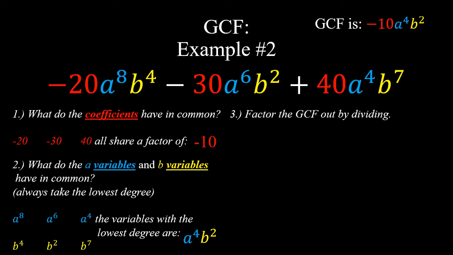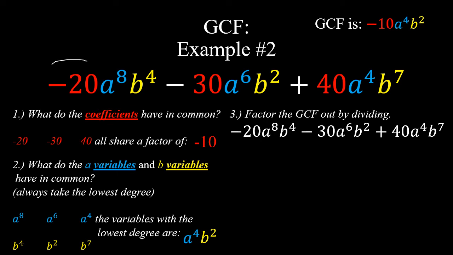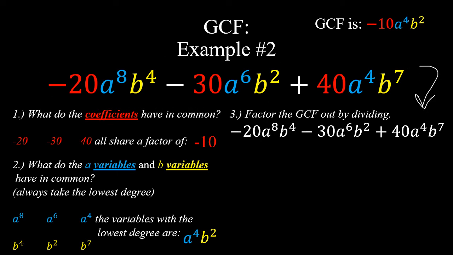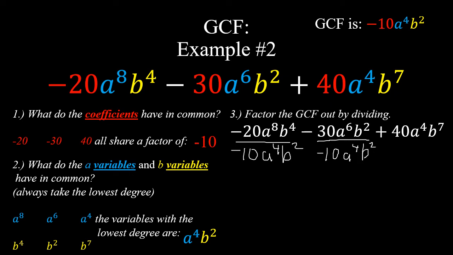My next step is to factor it out, and that's simply by dividing. So I'm going to take each of these terms. This is just my original polynomial. All I did was rewrite it, but I just took the colors out. All right, so negative 20 A to the 8th B to the 4th, I'm going to divide by negative 10 A to the 4th B squared. I'm just dividing each term by my GCF. Now negative 30 A to the 6th B squared, my second term, I'm going to divide by negative 10 A to the 4th B squared, and of course my last term I'm now dividing by negative 10 A to the 4th B squared.